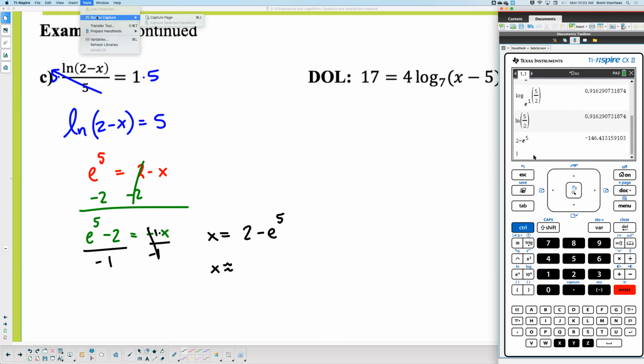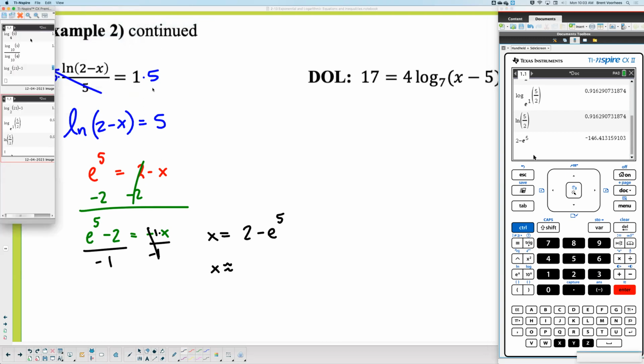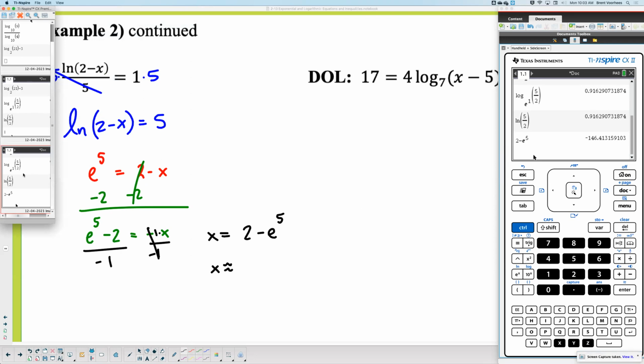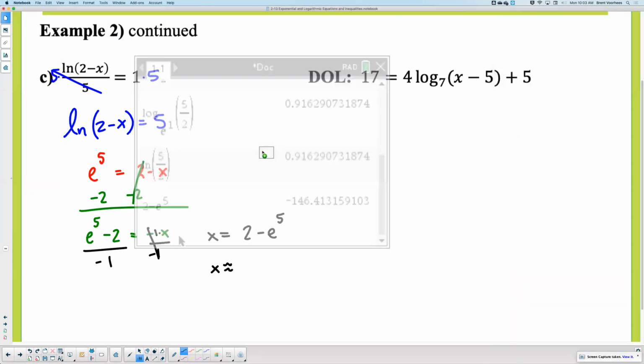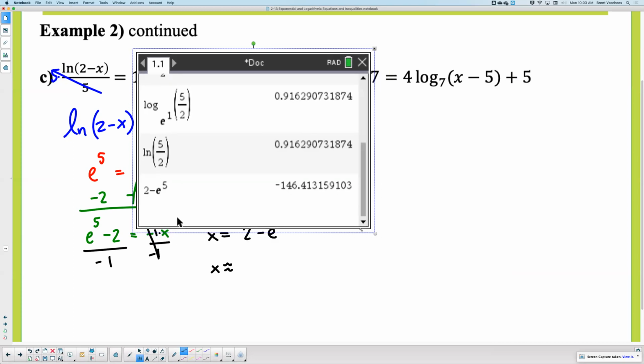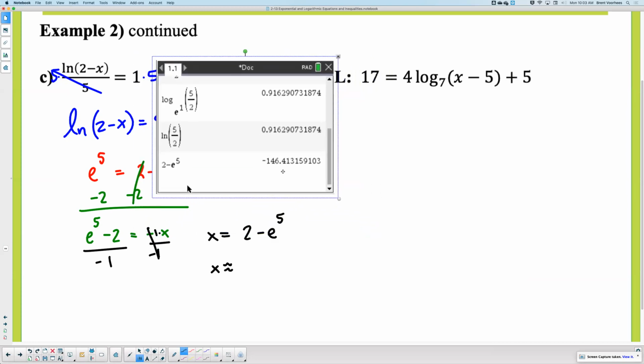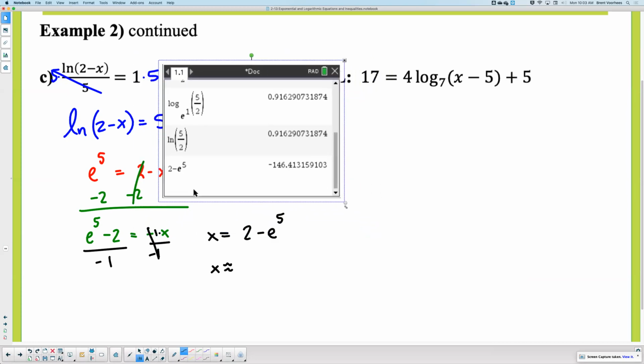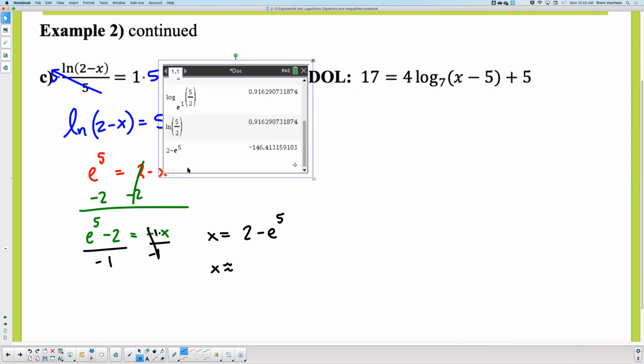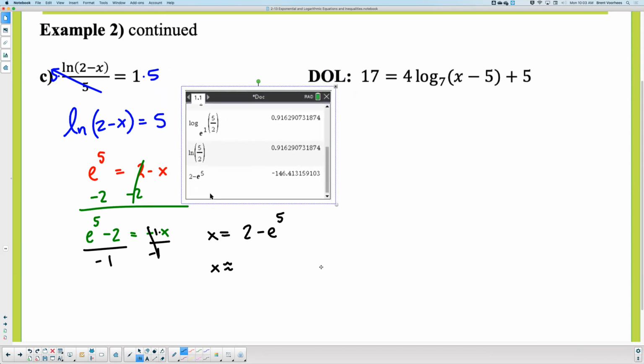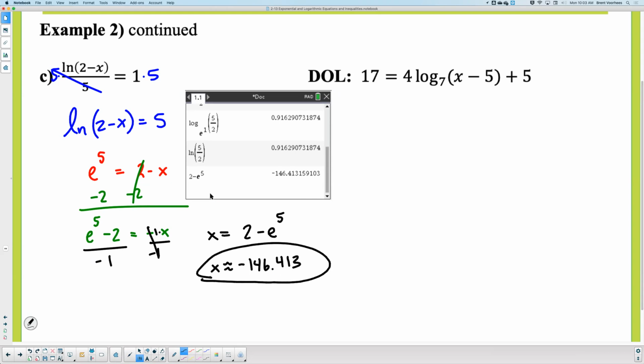So to the nearest thousandth, we need 3 decimals. So what are y'all thinking? 0.413 or 0.414? Okay, so x is approximately negative 146.413. And now I'll let you work on your DOL. See what you come up with.